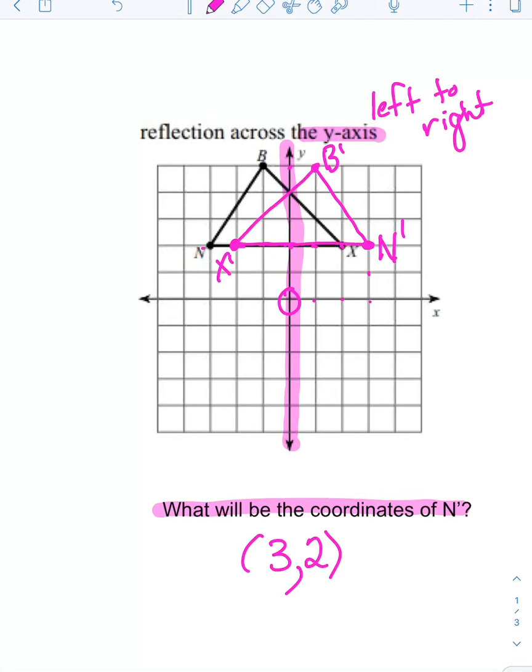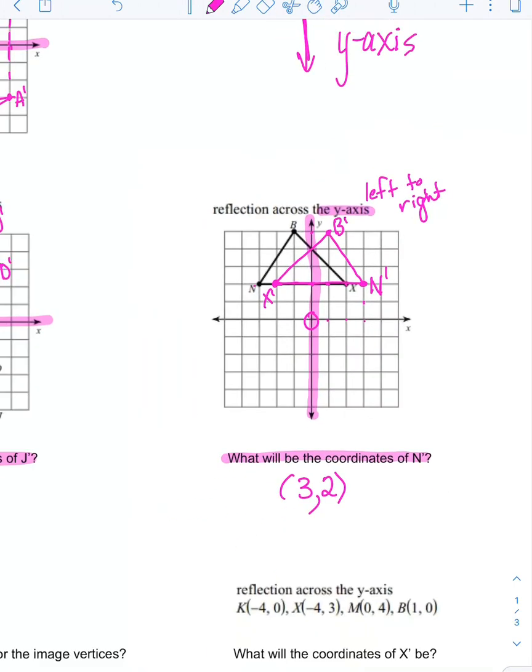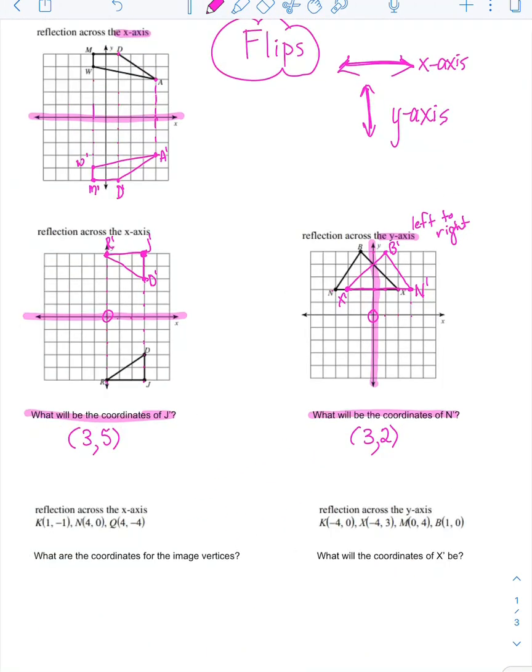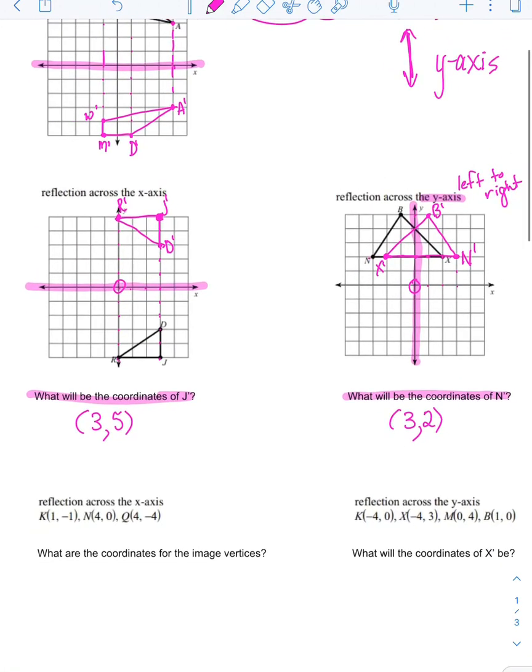So there is my figure reflected across the y-axis. Now let's take a look at the next couple of examples. Notice they only give us the coordinates. If you'll remember in the last lesson, we had algebraic rules that we could use for these. Well, let's talk about these.